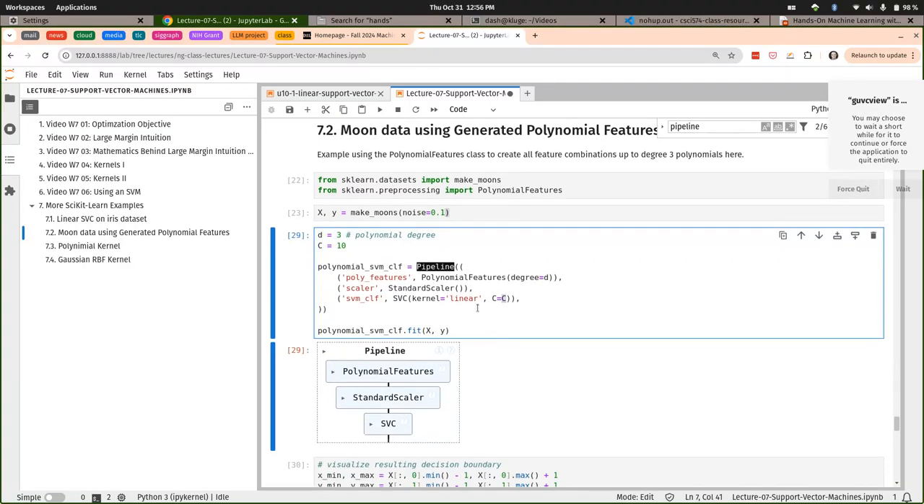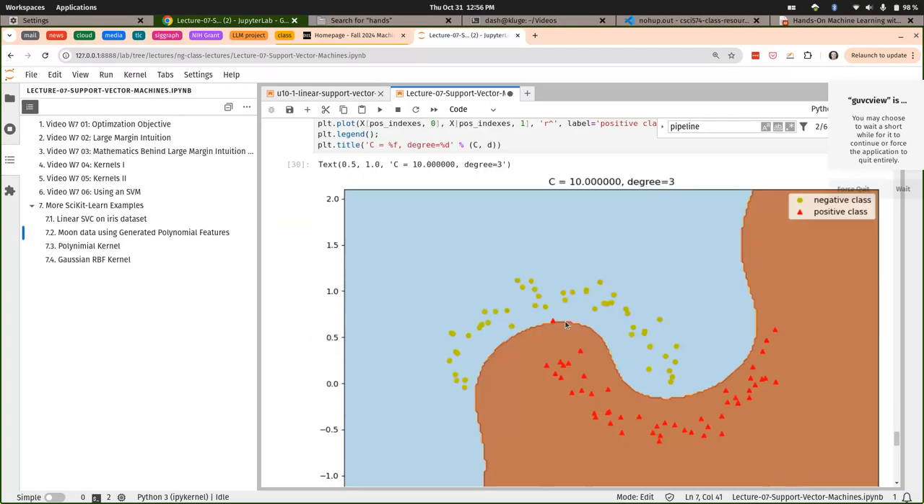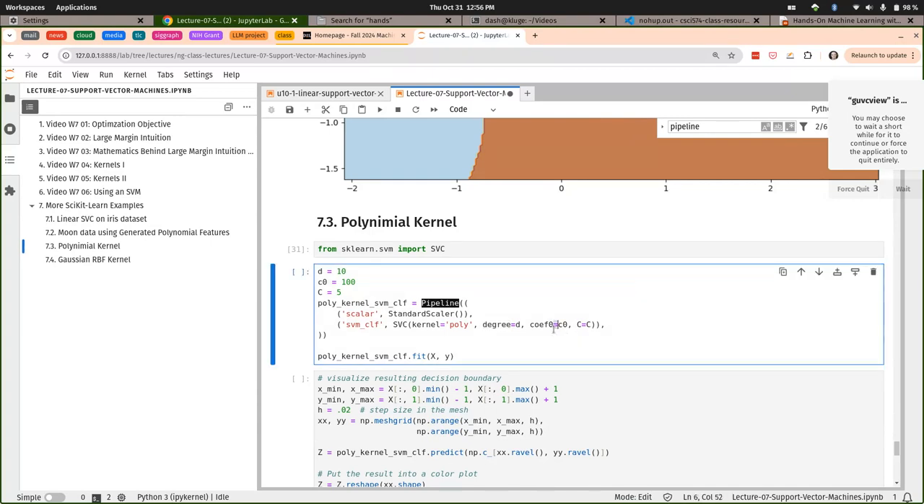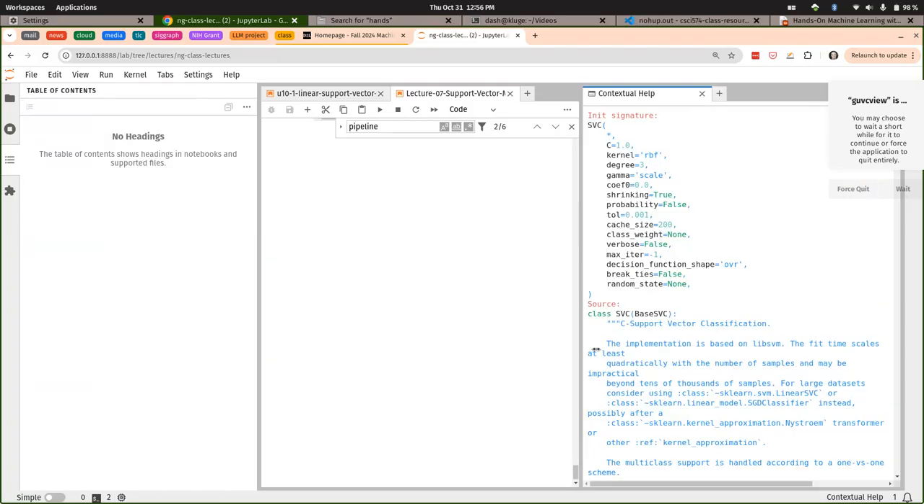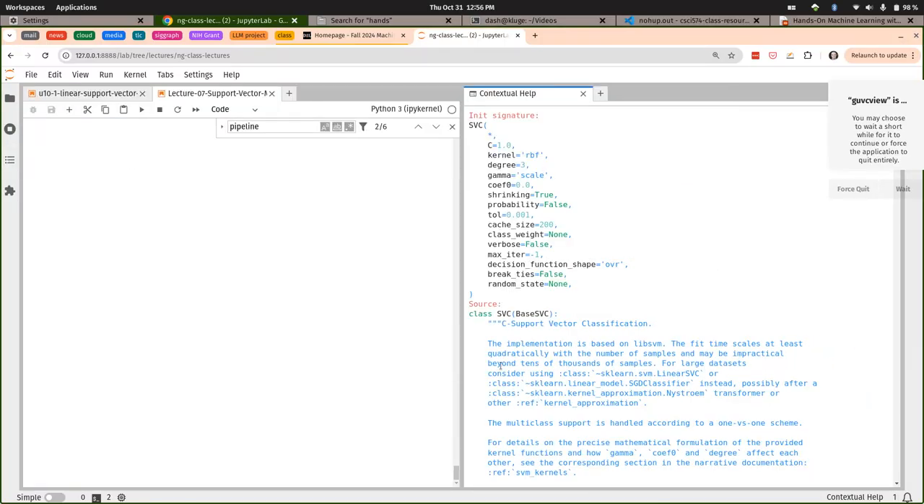So in this case, yeah, we were using a C of 10. So that should be the same C here. But the C0, the coefficient 0, I can't remember. That's another parameter for a polynomial kernel, if I remember right. So let me look at the documentation real quickly here for the coefficient 0.